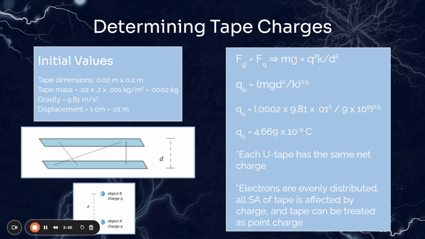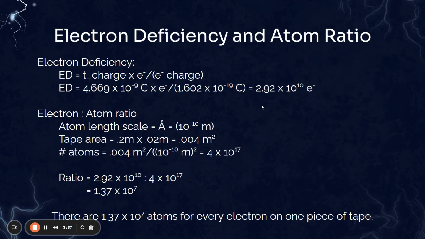Some assumptions were that the U tape had the same net charge, which meant that we could make it Q squared, and that the electrons were evenly distributed. All of the surface area of the tape is affected by the charge, and the tape can be treated as a point charge, as I discussed earlier.